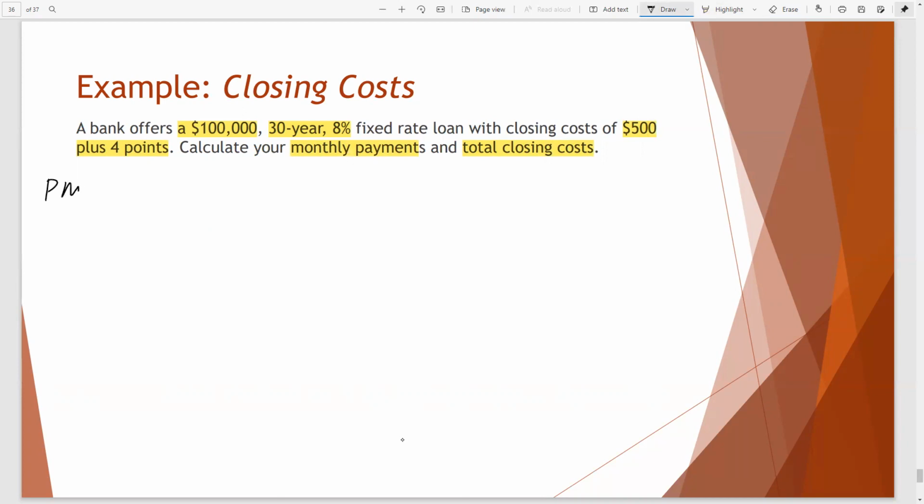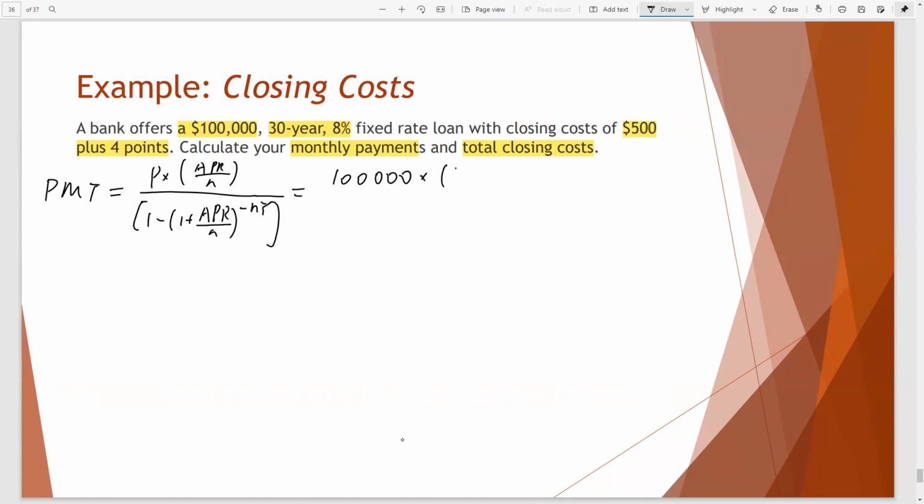So the monthly payments, it's okay, we have done so many of them. Principal times rate over n, divided by 1 minus (1 plus the rate over n) to the negative n times y. 100,000 multiplied by 8% over 12, over 1 minus (1 plus 8% over 12) raised to the negative 12 times 30 years of payments.